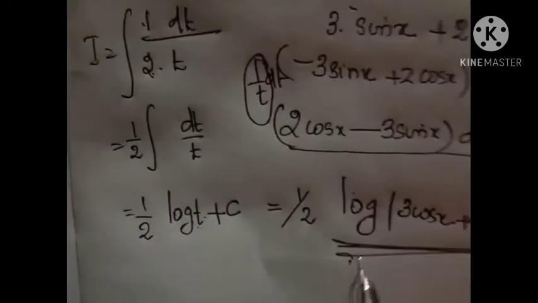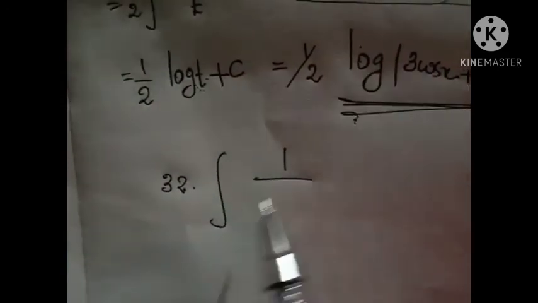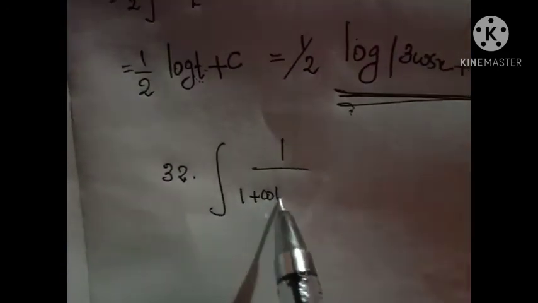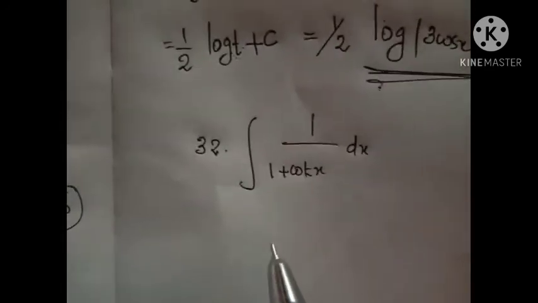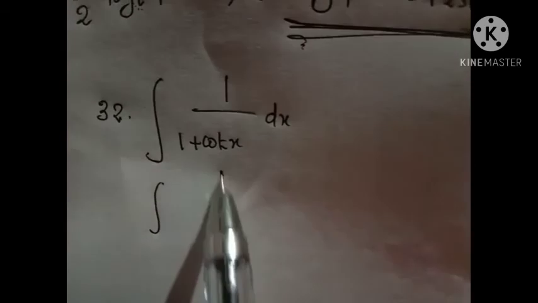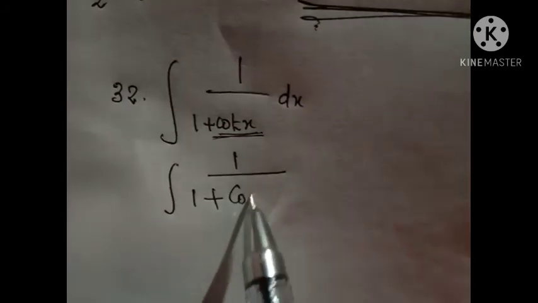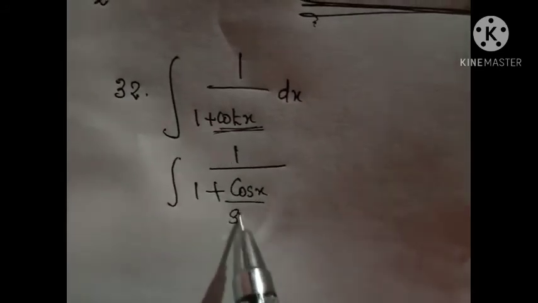Now another one, question number 32. Integrate 1 by 1 plus cot x dx. Listen, this problem we are doing in another method. First we have to change the given function. Let's watch. Integral 1 by 1 plus, first we have to change this cot. Cot can be written as cos x by sin x.